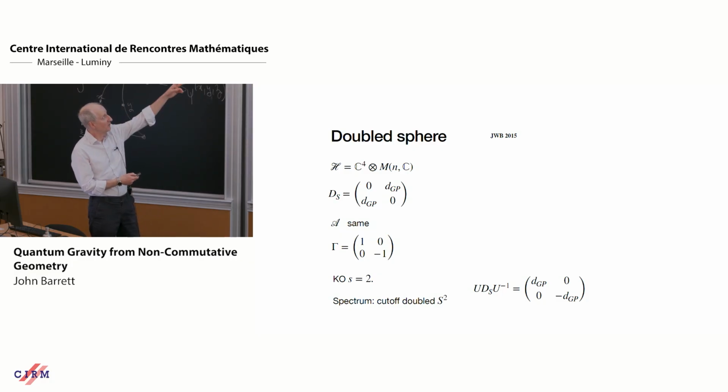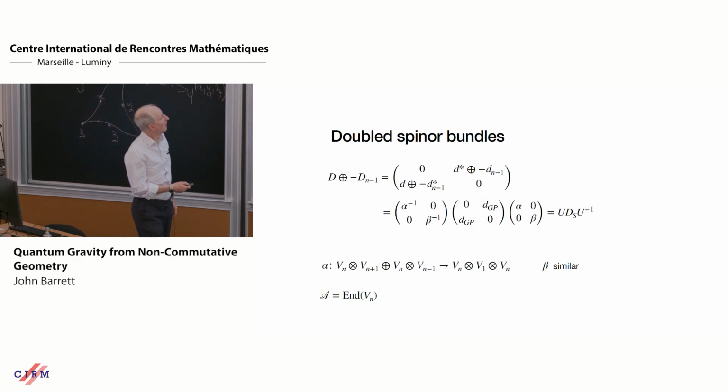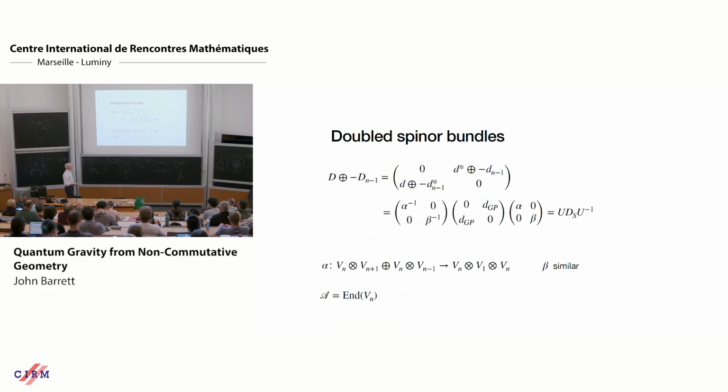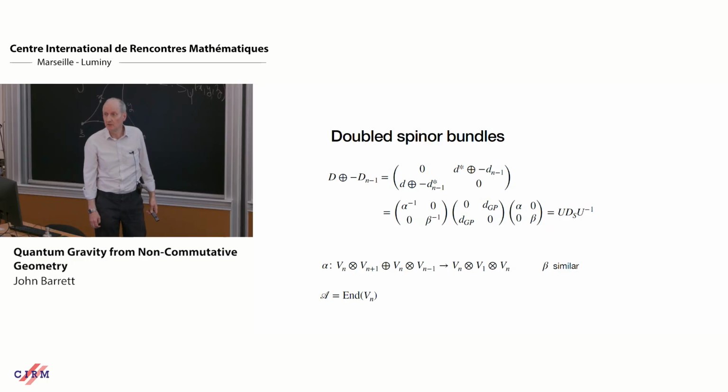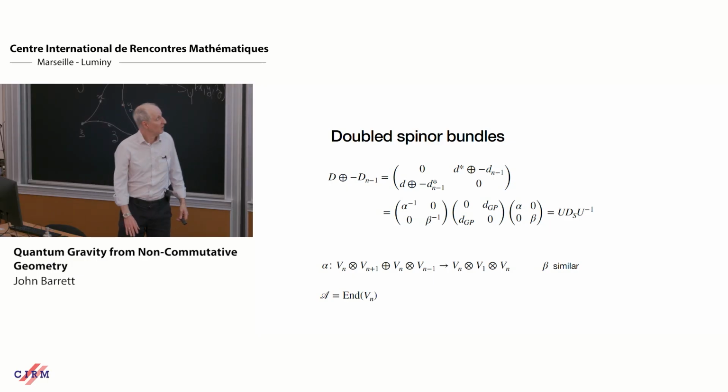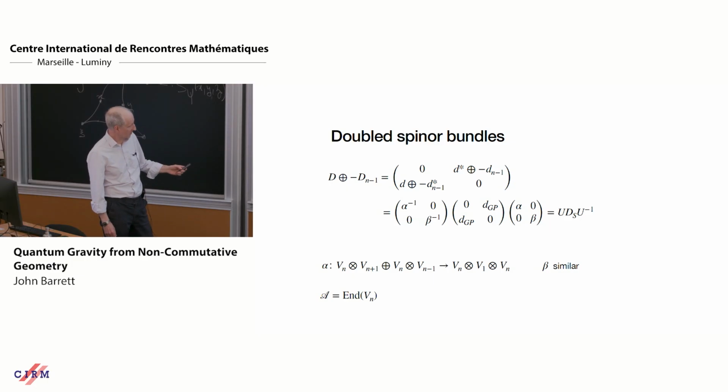So if I go back to this doubled sphere here, and now here both D's are the same size matrix. So there's some unitary operators, alpha and beta, which you can put together, and this is the old double spinor thing. So you might ask, well, okay, what are these maps alpha and beta that do this unitary equivalence? Well, it's sort of instructive to see what they are.